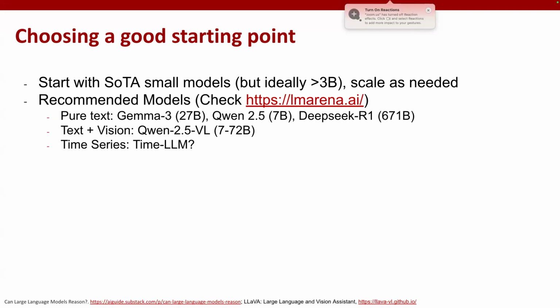And here is a list of recommended models you can use as a good starting point. For pure text tasks, you can use Gemma 3 and Qwen 2.5. If you have a very large cluster, you can also try DeepSeek R1. For the text generation task, you can use Qwen 2.5 VL. It has a range from 7B to 72B, which is pretty good for every use case.